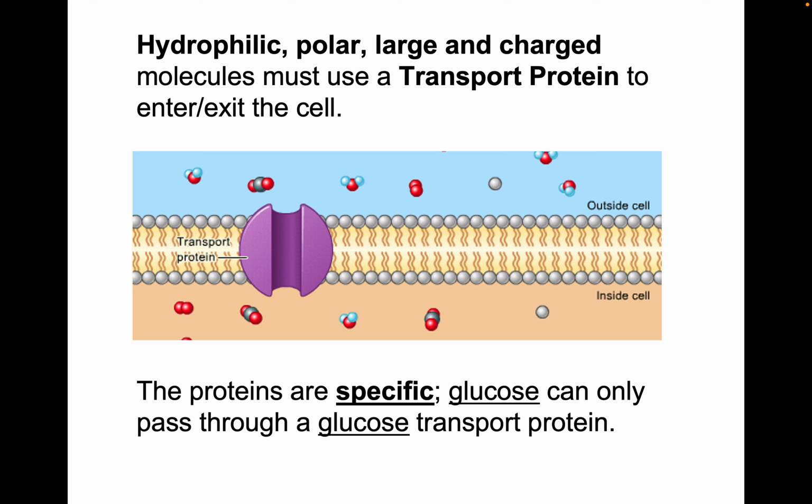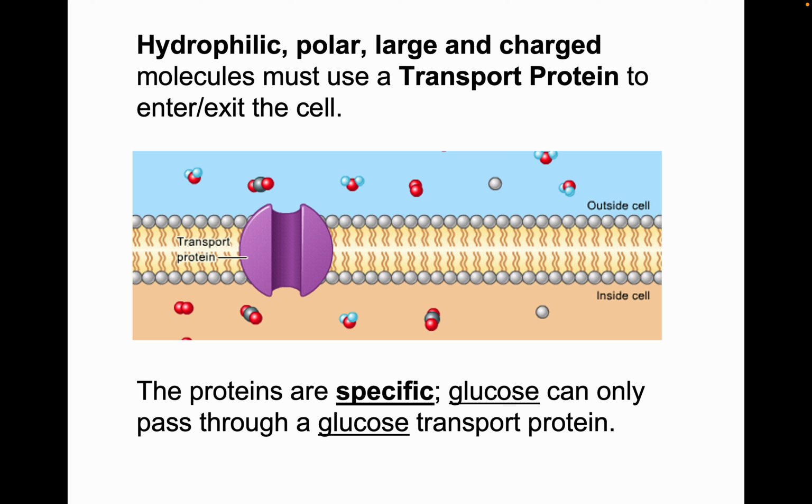To get to the gate, they need a special escort, like a VIP pass. These escorts are the transport proteins. So, these transport proteins are very picky. Each one only lets a specific type of molecule through. It's like having a key that only fits one lock. So, specific. It's very specific.